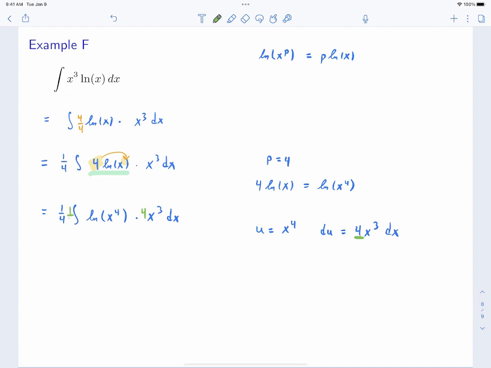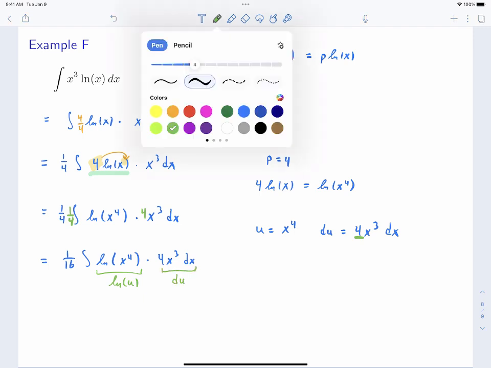So that means we're going to multiply by another 1/4. So notice that we have two 1/4s out here. So that gives us 1/4 times 1/4 is 1 over 16 times the integral of ln of x to the fourth times 4x cubed dx. And we're letting u be equal to x to the 4. So that tells us that right here we have ln of u, and then this 4x cubed dx, that's our du.